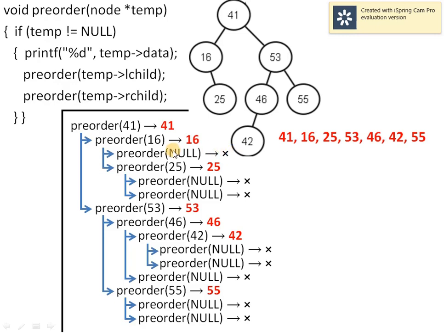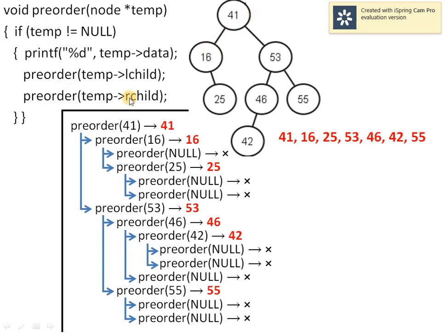We have returned back to this point now. Now we have to execute pre-order on the right of 16 first. So accordingly, pre-order will be called for right of 16, that is 25. The node is existing, so we have to visit the parent and then call pre-order for the left of 25 as well as for the right of 25. Since they both are null, nothing will happen. After this, we have completed the left subtree of 41.